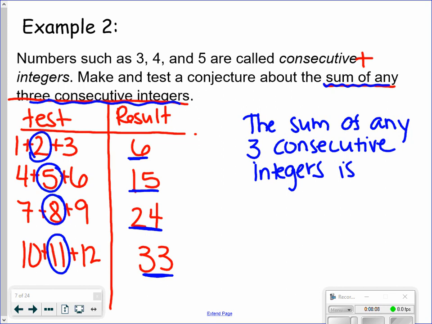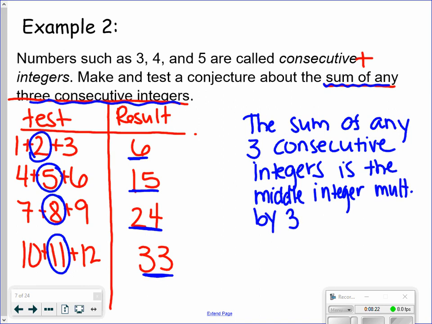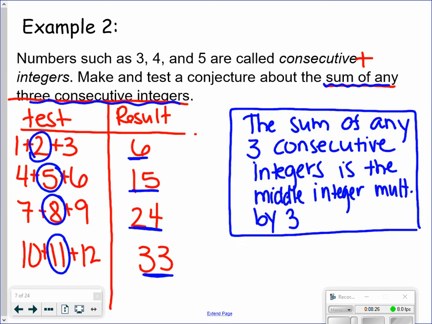Well, that middle number is the middle integer multiplied by 3. So if you were to take 119 plus 120 plus 121, you could easily figure that out without adding those 3 integers together based off of this conclusion that we just made.